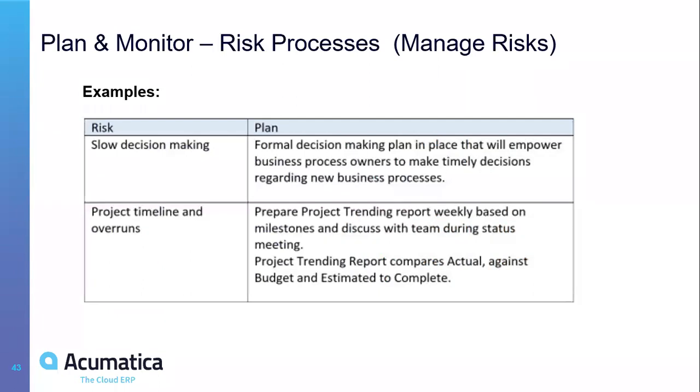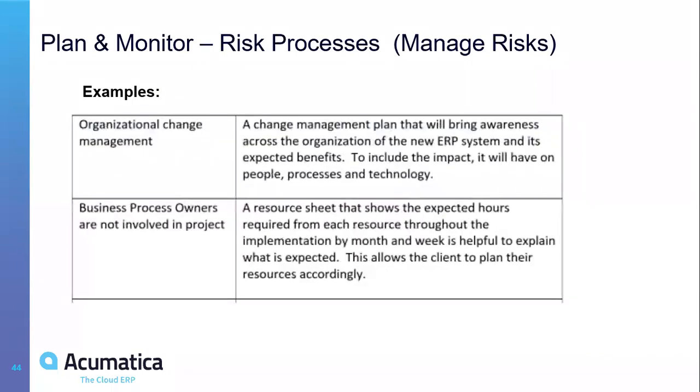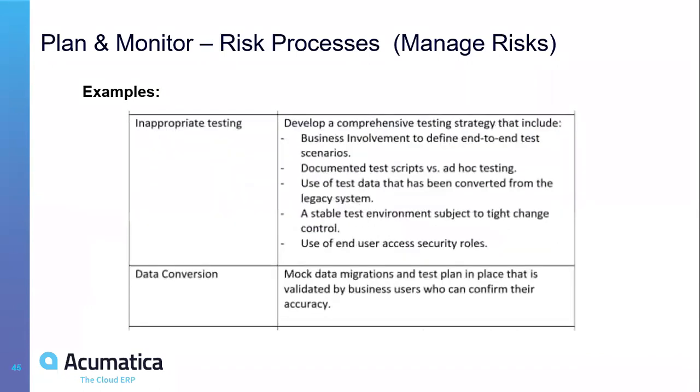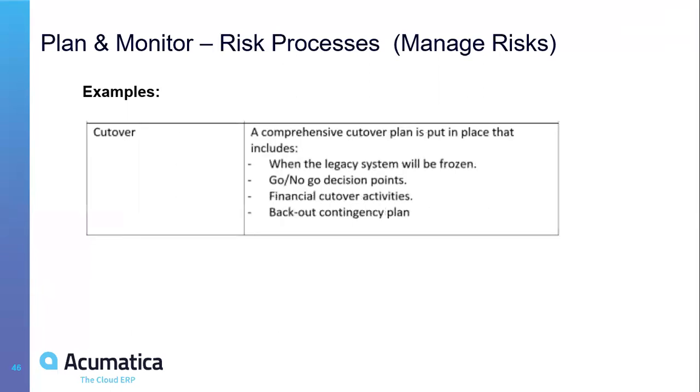And then overruns, but overruns is mainly scope, right? I'm coming back to this in a few minutes and talking a little bit about scope control. If I get more scope, sure, then I have more work, right? The change management, we discussed this already before, or the process owners are maybe not involved enough in the project. This is always a high risk. Testing, we discussed it before. Data migration, we discussed it before, are high risk. And have a very, very professional cutover plan, like I mentioned before.